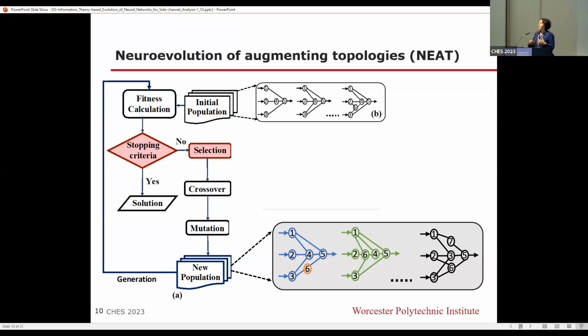That means this new population has many neural networks. Each neural network is called a genome, and a set of neural networks with a special feature is called a species.